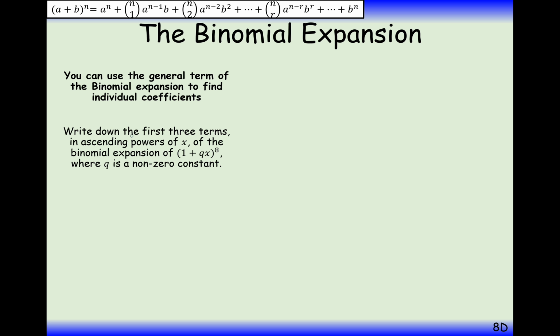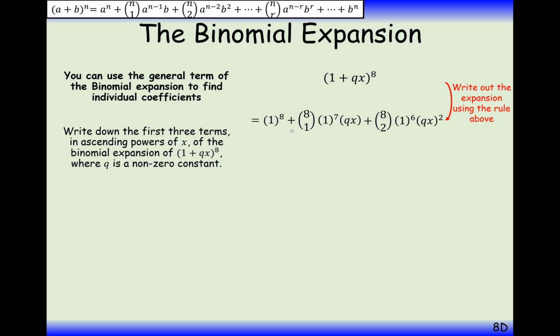A similar question here: write down the first three terms in ascending powers of this binomial expansion, and then we'll work on a little problem after this. So 1 plus qx, so starting with the 1 to the power of 8, then it's going to be 8 choose 1, reduce the power on the 1, increase the power on the qx. Then it's going to be increase the value on the choose, decrease the power on the 1, increase the value on the qx. And that's just the first three terms, so that's all we need. So simplifying this, we're going to get 1 plus 8qx plus 28 q squared x squared.